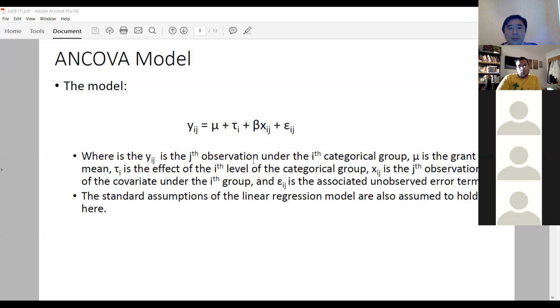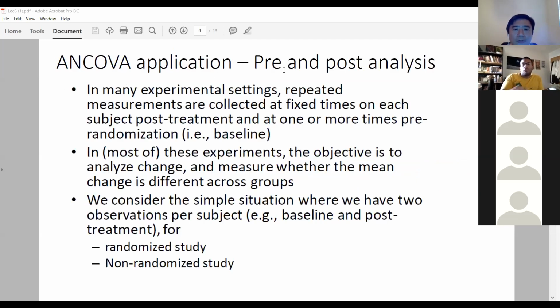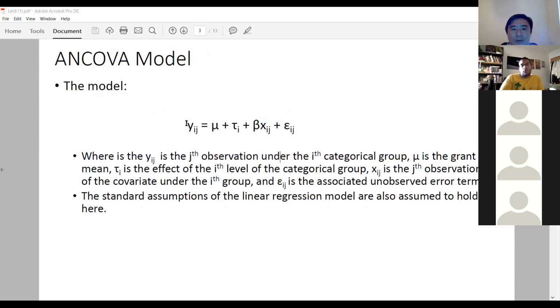One typical example, as I show there, is the pre and post analysis, because you can think about the outcome as the post measurements, and the X as the pre measurements on the same subject. If you want to adjust for the difference in baseline, you can use the ANCOVA. So for example, you want to look at the different treatments on blood pressure control.